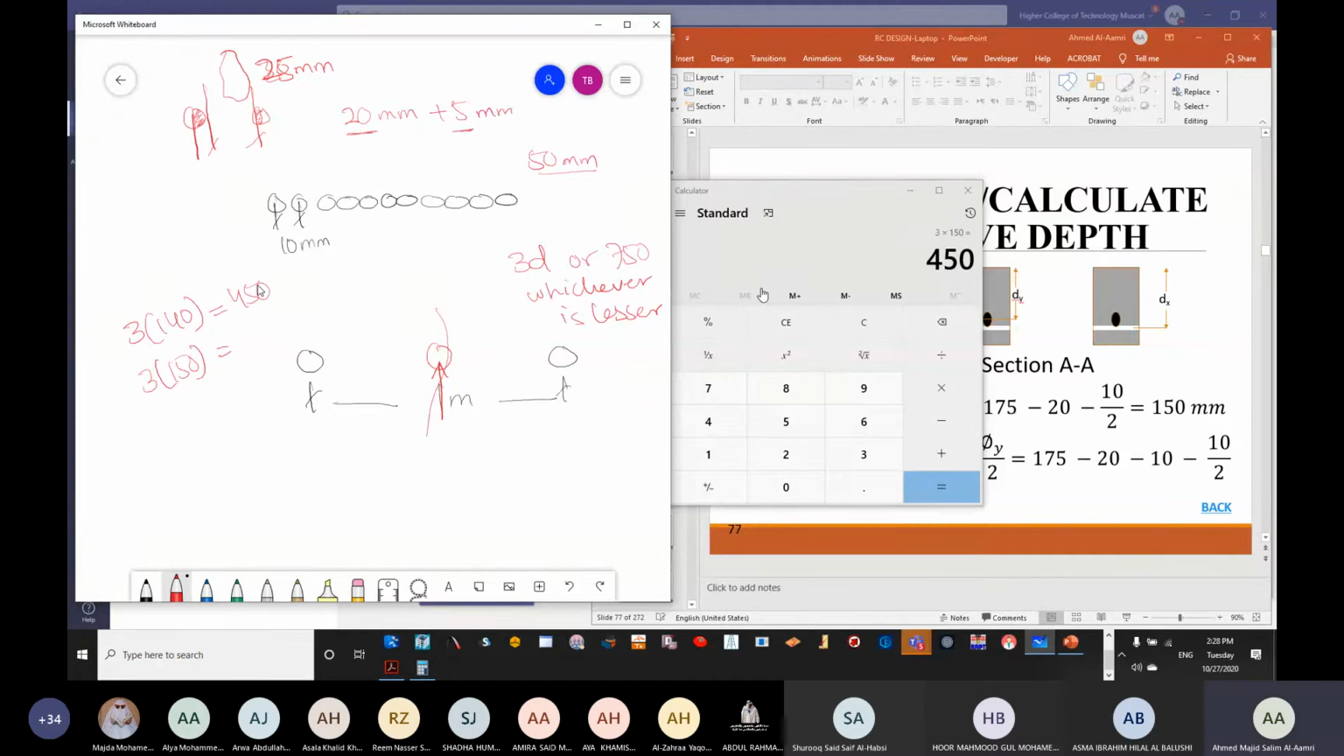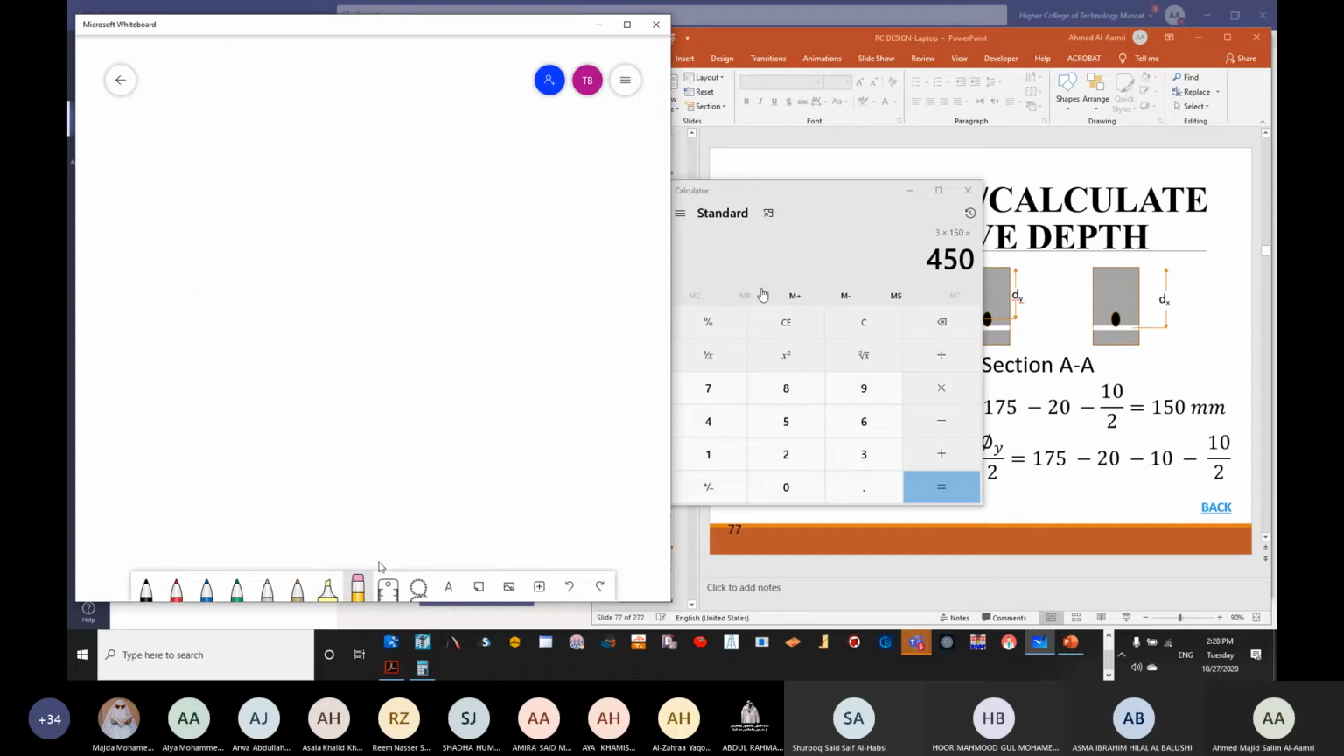So the table is going to make sure, if you are using that table, that you are not going to fall into the problem of maximum spacing and minimum spacing. Is it clear? Are we clear?